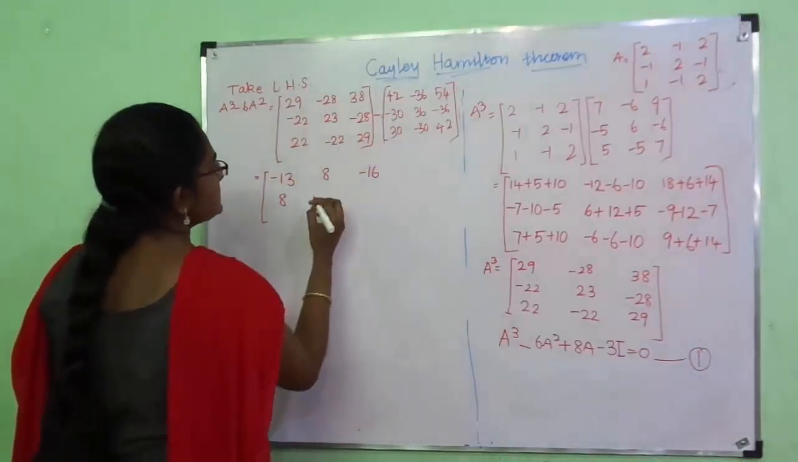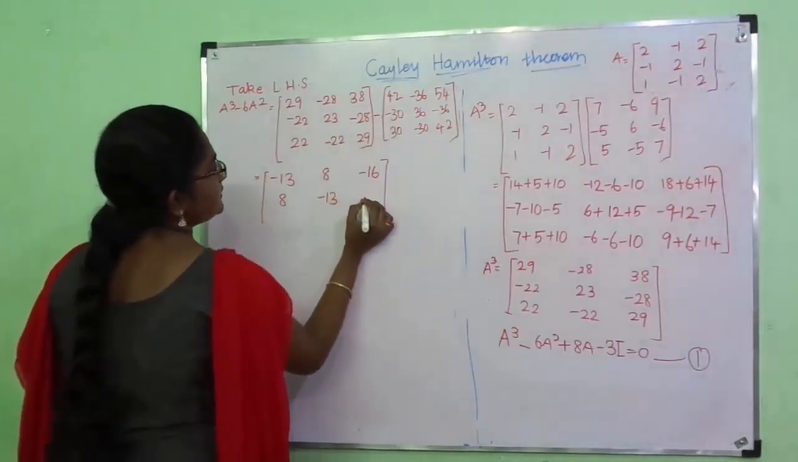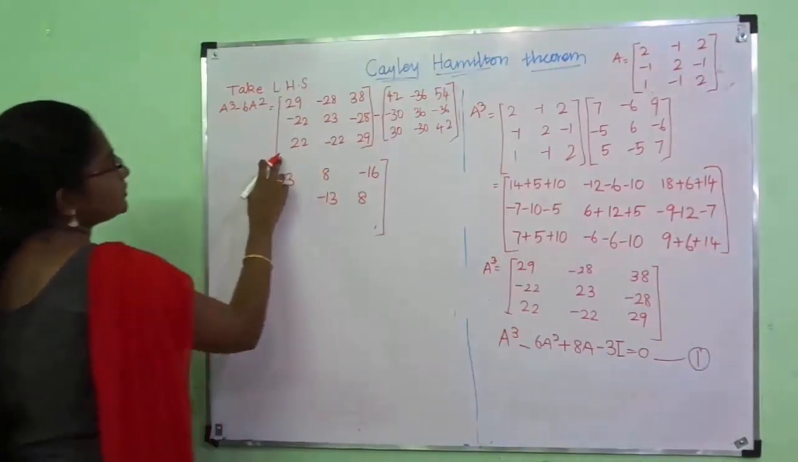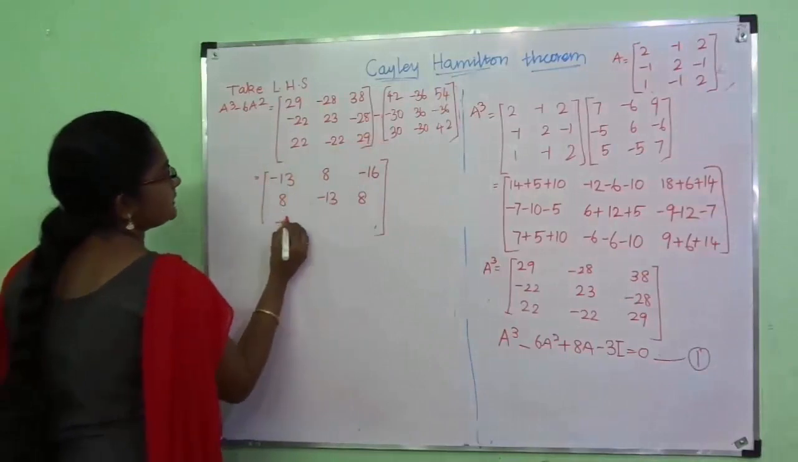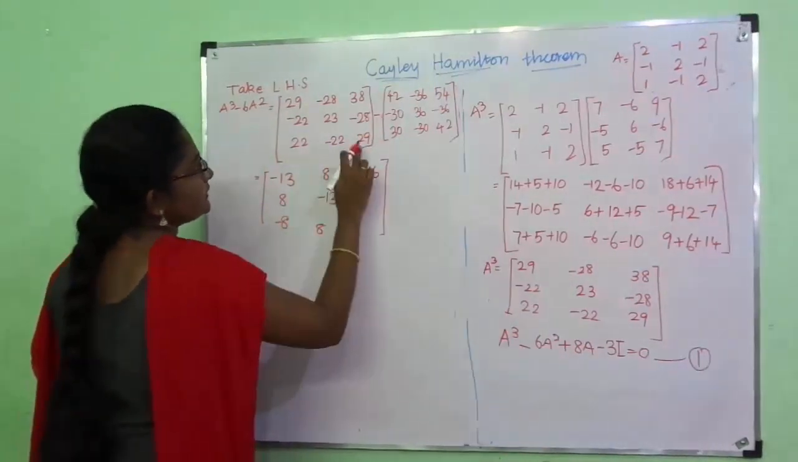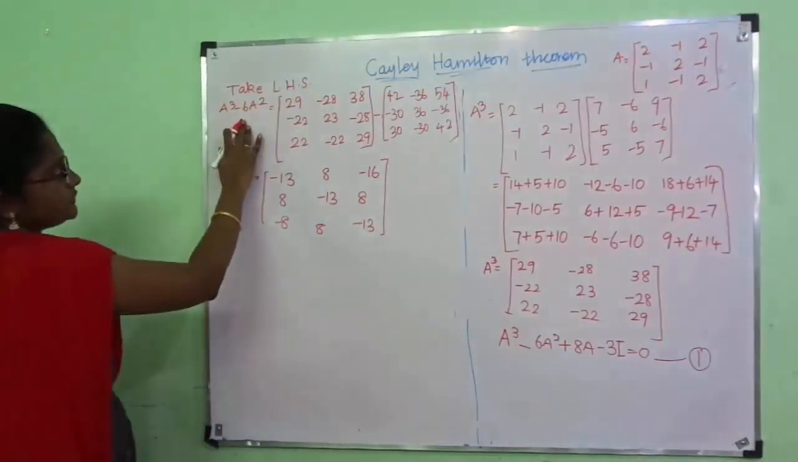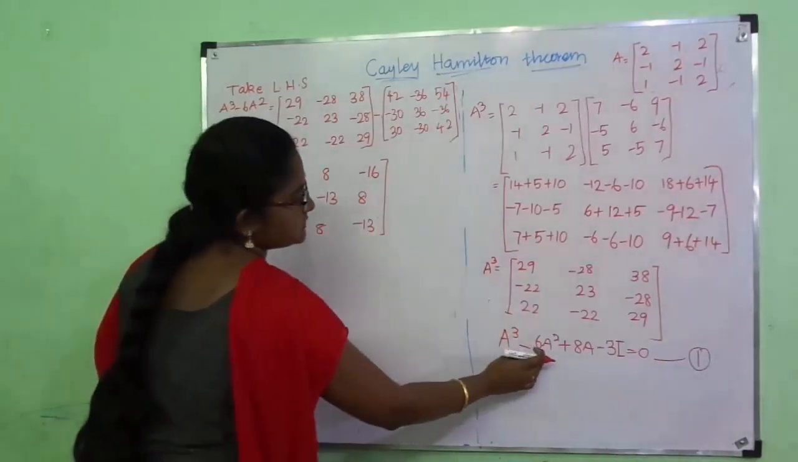23 minus 36 you get minus 13. Minus 28 plus 36 you get plus 8. 22 minus 30 you get minus 8. Minus 22 plus 30 you get 8. 29 minus 42 you get minus 13. Now we have got A cube minus 6A square.